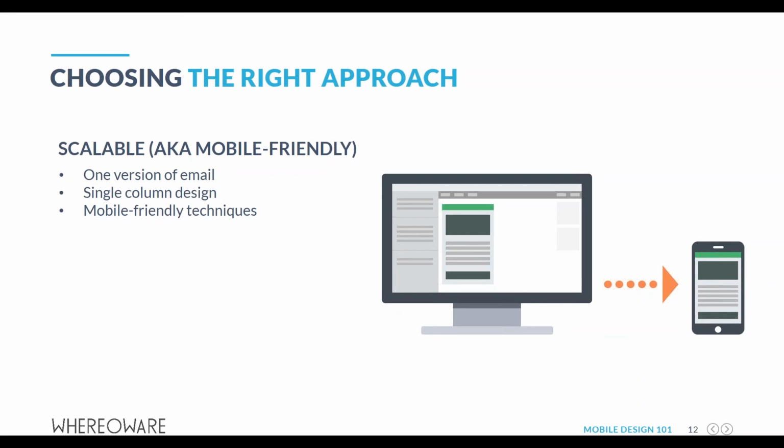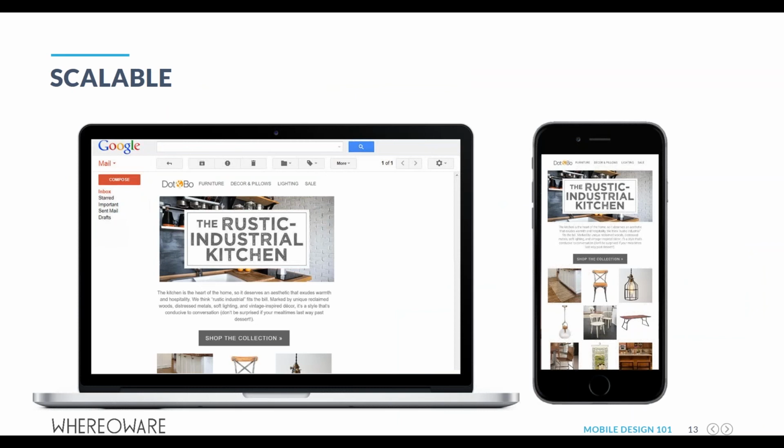And when we're trying to figure out what that right approach for you is, we want to make sure we understand what both scalable and responsive versions actually look like and what those are going to entail. So the first option, the scalable, or what we like to call a mobile-friendly design, that's going to be a very simple one-version email that's going to use a single column design using only mobile-friendly techniques.